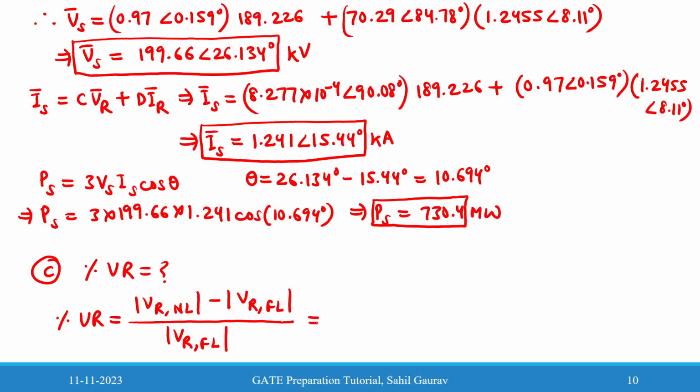Can anyone tell? Because we know the full load receiving voltage. Full load receiving voltage is given, we have found this. That is 95% of the rated value. So it is coming as 189.226 kilovolt. So what is the no load voltage?